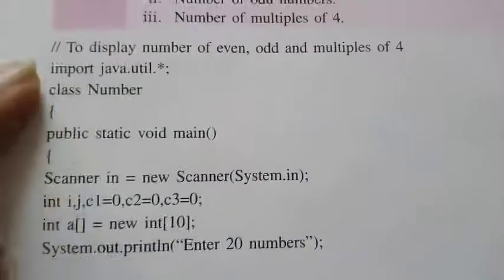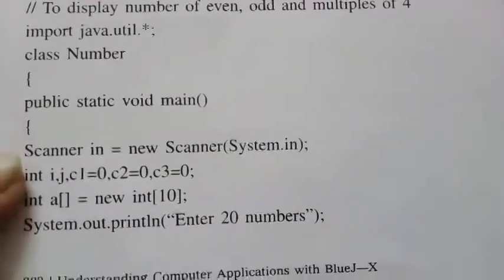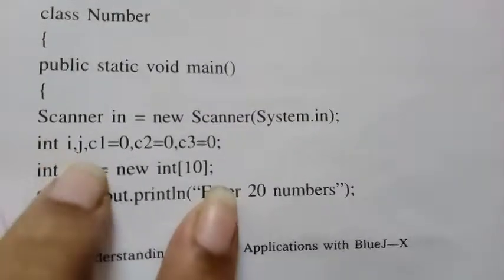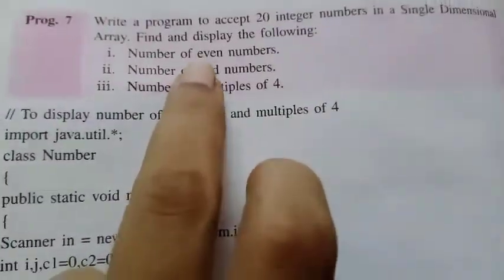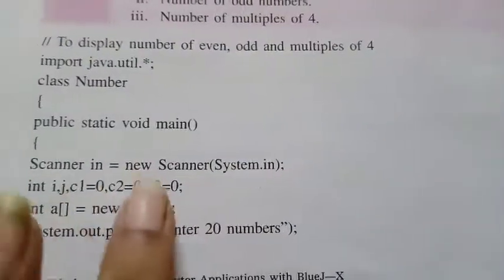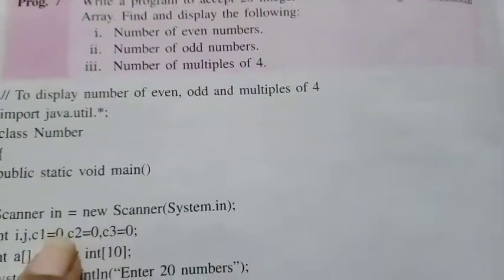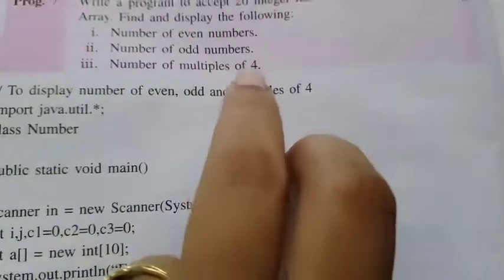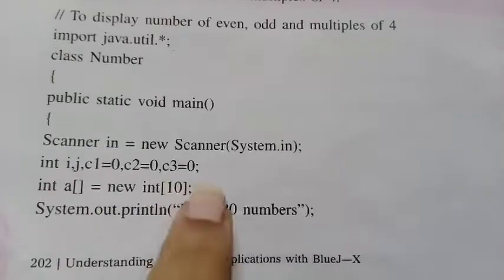Okay, so the same thing, Java utility package, class name, your main function, then the scanner class declaration, and this is your variables. I and j are for loops, and c1, c2, c3 are for counting the even numbers, odd numbers and multiples of 4. The same process is going to happen here. If it encounters an even number, c1 will be incremented, odd number means c2 will be incremented, and multiples of 4 means c3 will be incremented. So these are the counter variables.